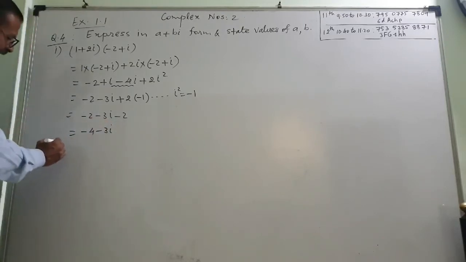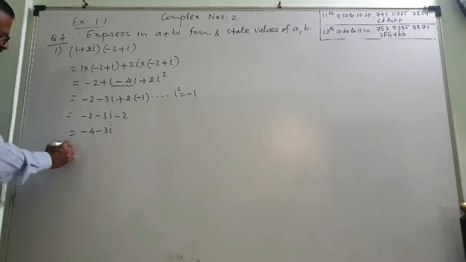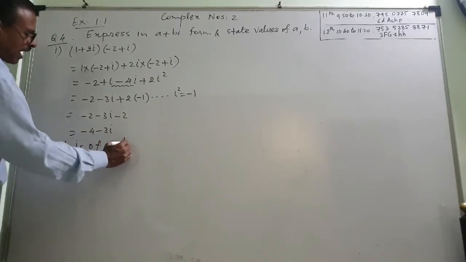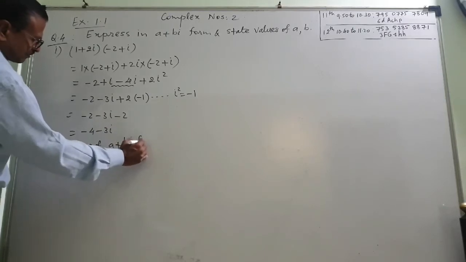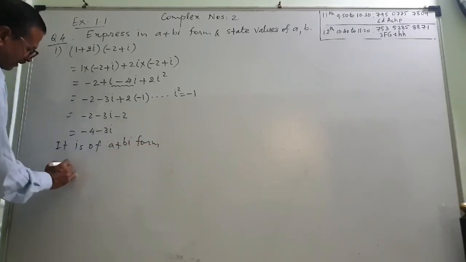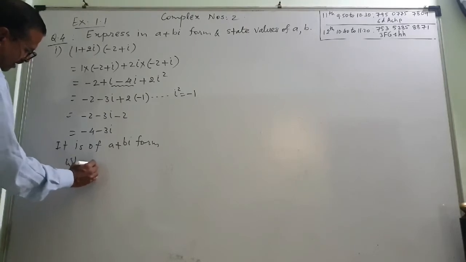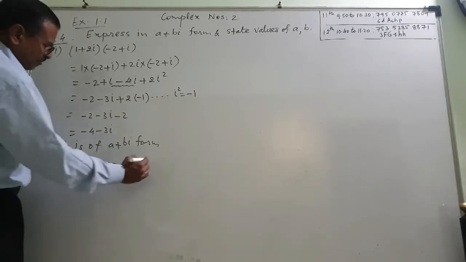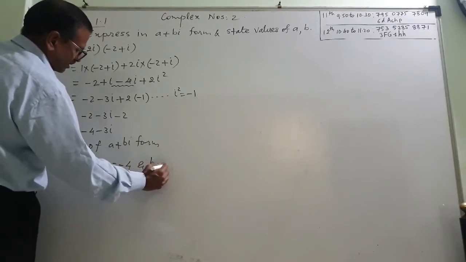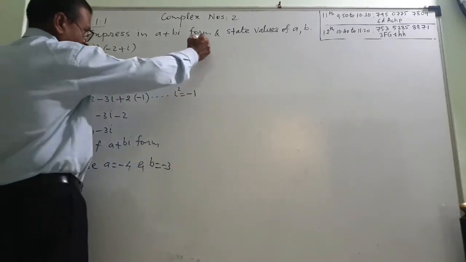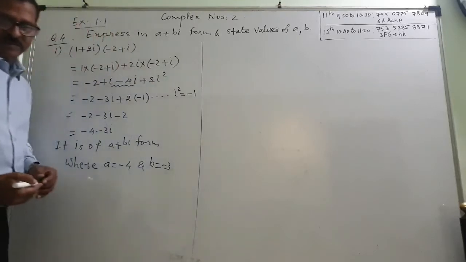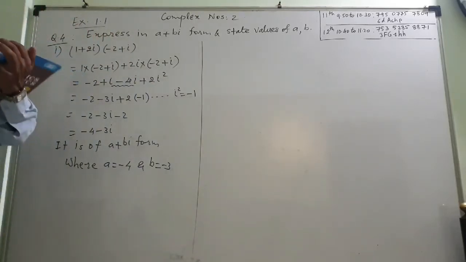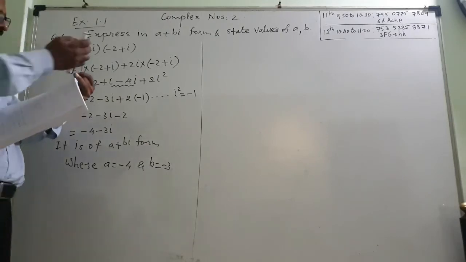So here I will write it is of the a plus bi form, where a equal to minus 4 and b equal to minus 3. Here our answer is over. So after this I will take the third one.